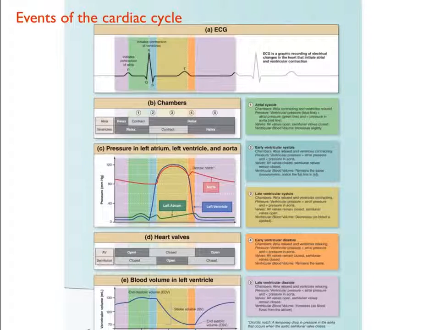And this is basically the conditions of the heart that we described before we started talking about atrial systole, because this is a cycle. So your atria are going to contract, and then they relax, and then your ventricles contract and relax, and then we just repeat the cycle over and over.